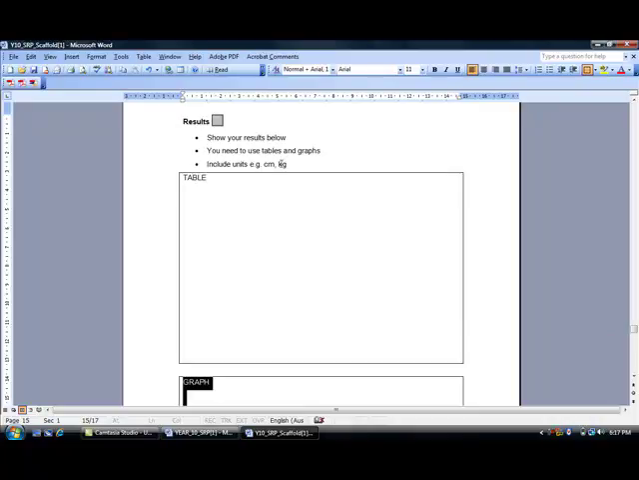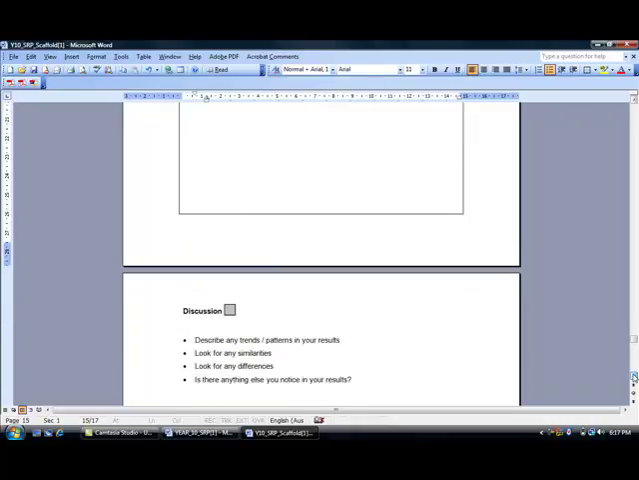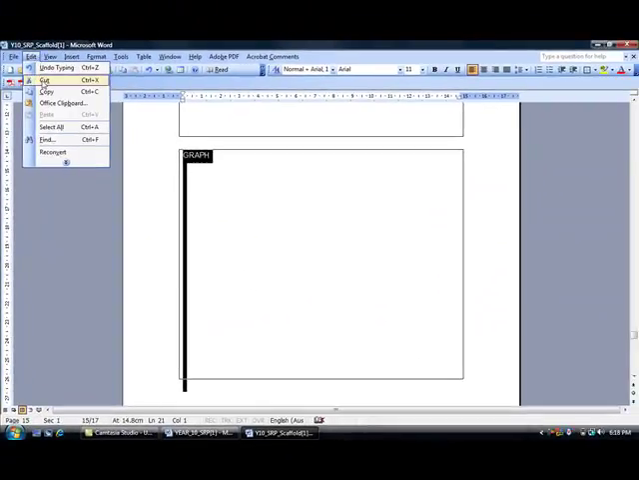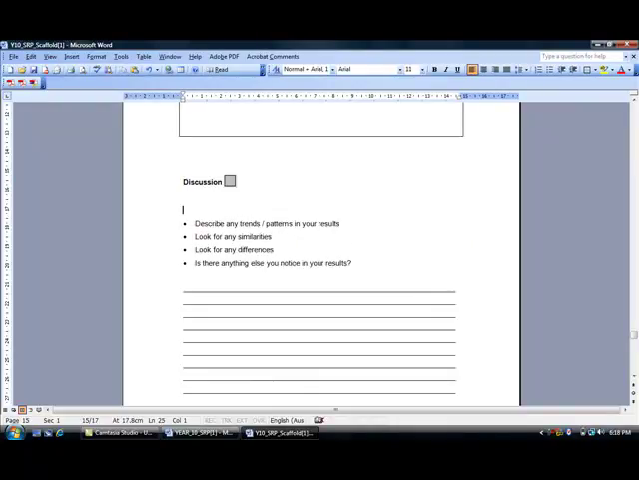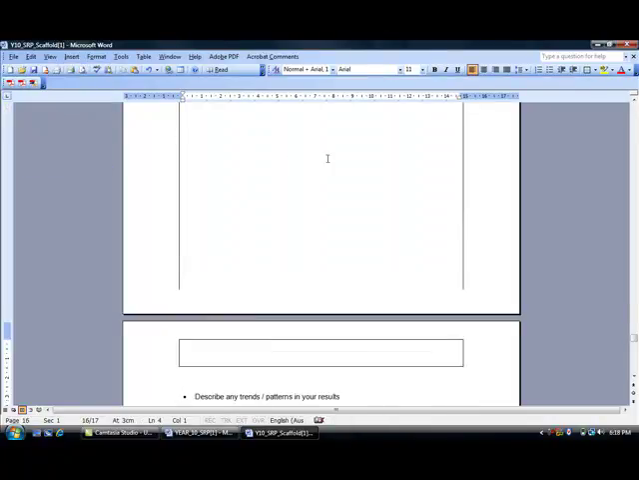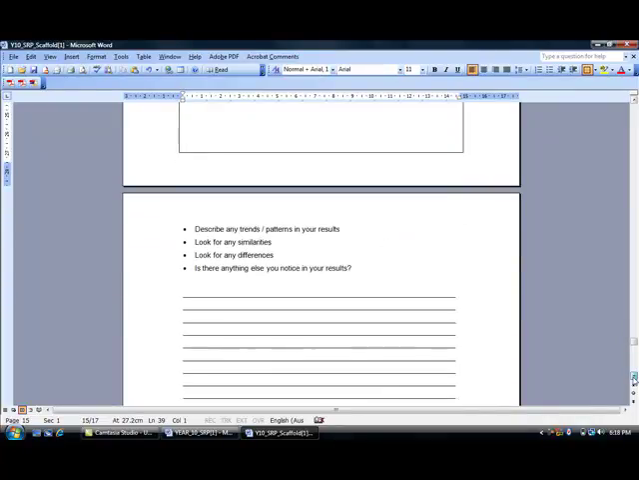You need to use tables, make sure you include units there as well, whether your results are in kilograms or centimeters or whatever they might be. Just make sure you include that there. Again, that graph should be in the discussion, so move that down. Just cut that and just put it on the other side of there. Paste that in. There we go, that's a bit better. I probably don't need quite that much room anyway. Okay, so that's now in the discussion where it should be.